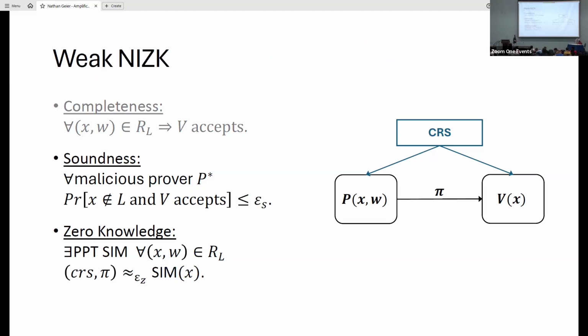Now, when we refer in this talk to weak NIZK, we mean weak soundness and weak zero knowledge. So more specifically, when we refer to (epsilon_s, epsilon_z)-weak NIZK, what we mean is that the probability for the malicious prover to cheat is at most epsilon_s, and the ability to distinguish between the real view and the simulated view is at most epsilon_z. So you should think about both of them as some fractions between 0 and 1, for example, 1/3, 1/3.